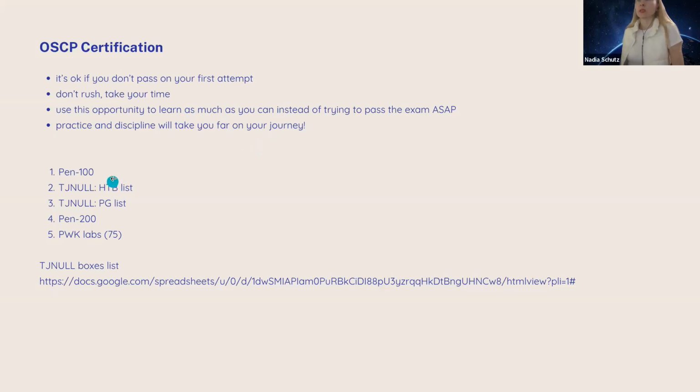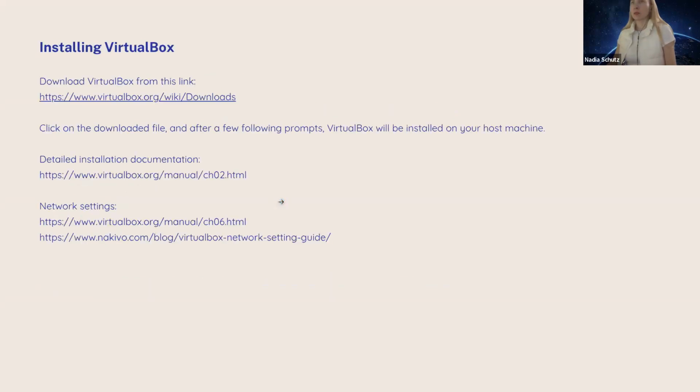So the first one, if you have time and money and everything, ideally it would be nice if you finish PEN-100. Then you do the TJ Null Hack The Box list, that's actually the link that I put here. Then the PG list from the same link. Then you go to the course itself, PEN-200, and you do the 75 labs that come with this course. I hope it was clear.